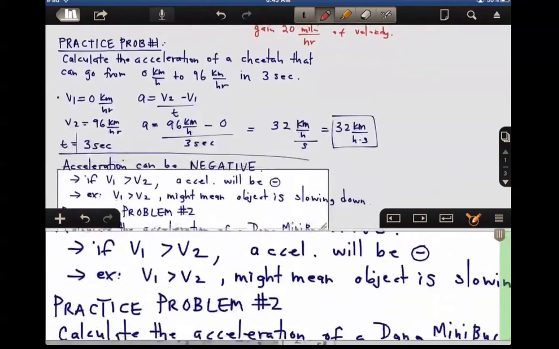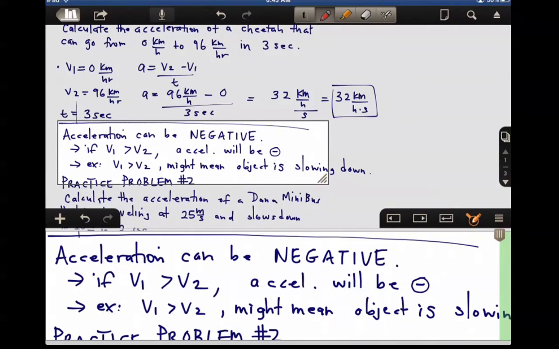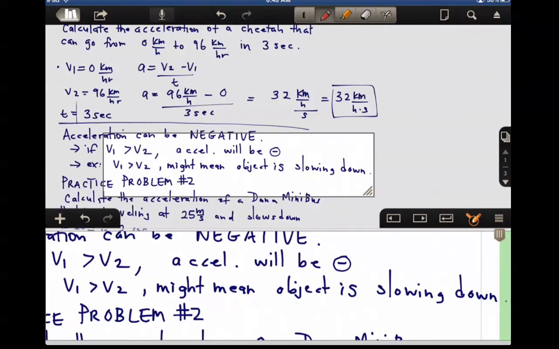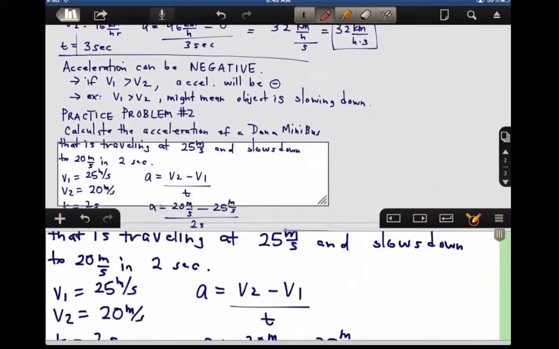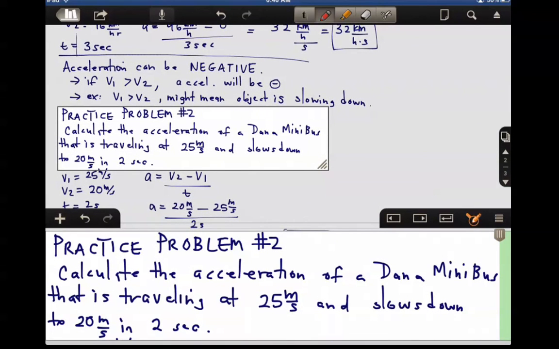Moving ahead, acceleration can be negative, and that's because we're taking a difference. So if v1 is a bigger number than v2, the acceleration will be negative. And typically that means the object is slowing down. It doesn't actually have to always be that way, but that's the most straightforward case. So to illustrate this, I have a second practice problem. Again, I want you to hit pause, work this out, and then come back and check your work. So you're going to calculate the acceleration of a minibus that is traveling at 25 meters per second and slows down to 20 meters per second in 2 seconds. So do that, come back.